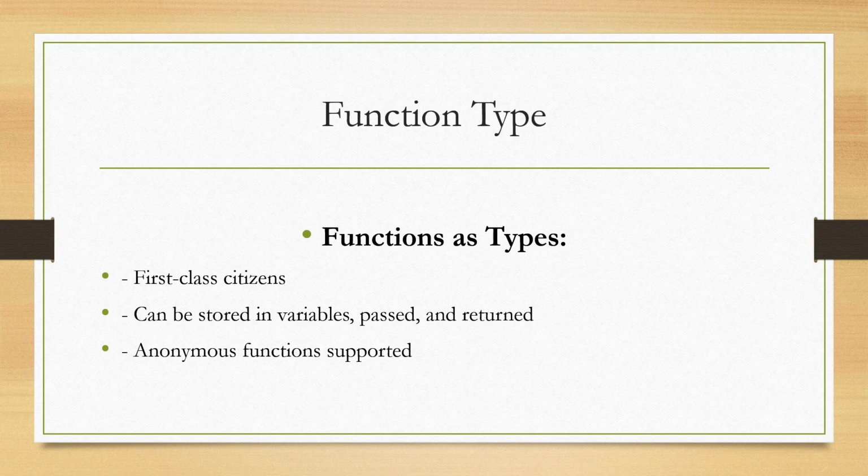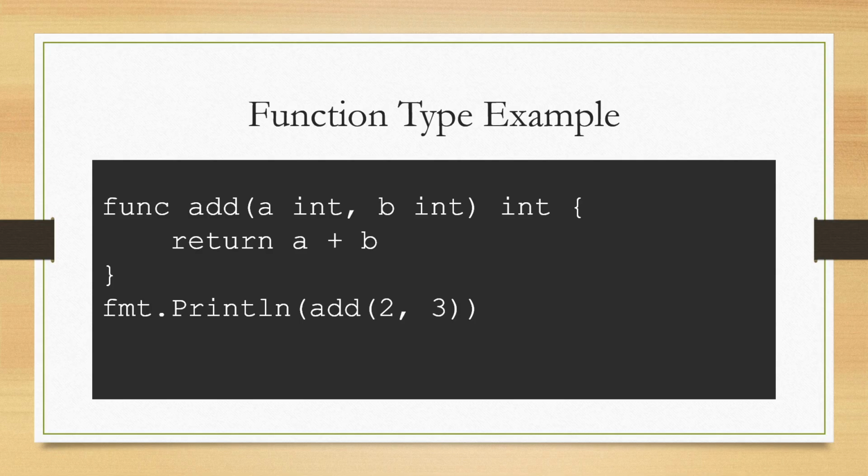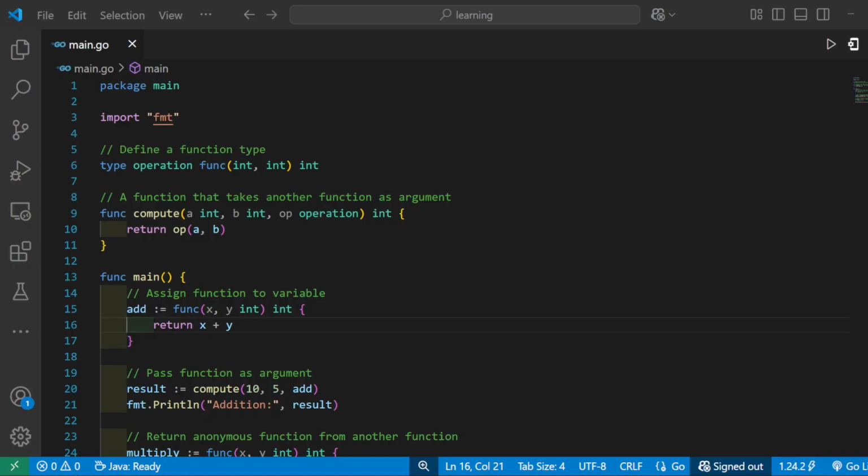Let's say you are writing a program that does some operation on a list of numbers, like filtering even numbers. Instead of writing a big named function, you can just pass a small anonymous function that does the job. Super handy, right? So here we have taken one example of a function type in Golang. Let's switch into VS Code.